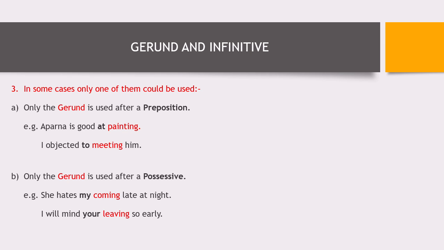Gerund and infinitive. 3. In some cases, only one of them could be used. A. Only the gerund is used after a preposition. For example, Aparna is good at painting. I objected to meeting him. B. Only the gerund is used after a possessive. For example, she hates my coming late at night. I will mind your leaving so early.